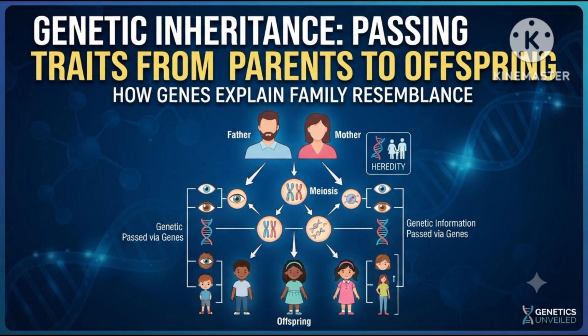Genetic inheritance. Genetic inheritance is the process by which genetic information is passed from parents to their offspring through genes. This process explains why children often resemble their parents.